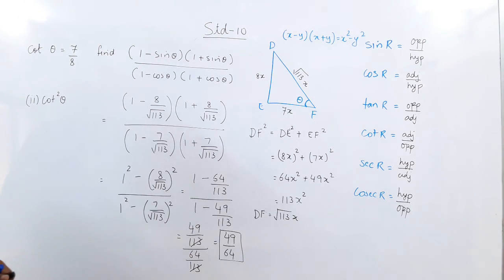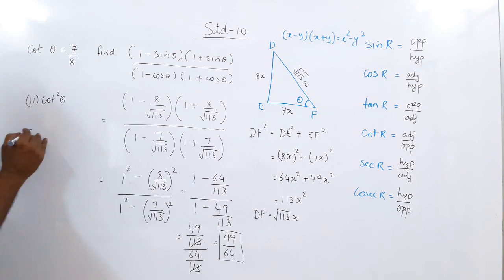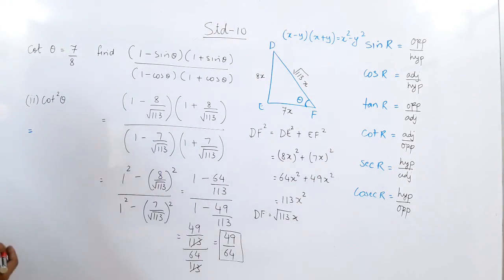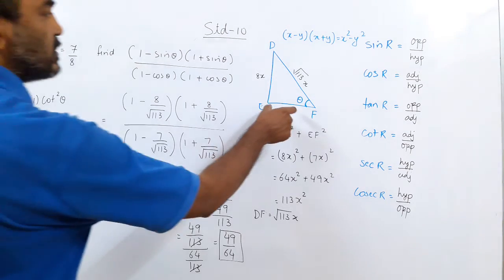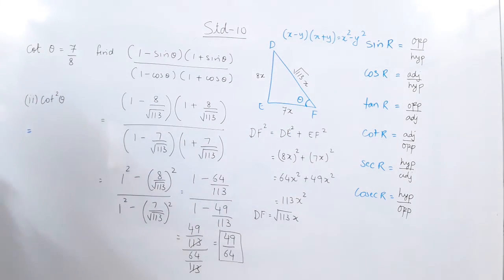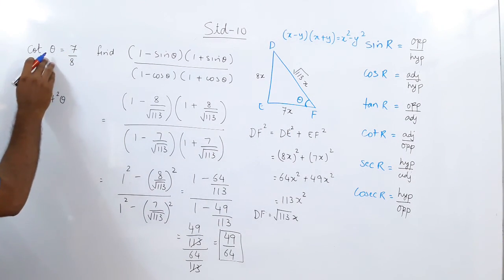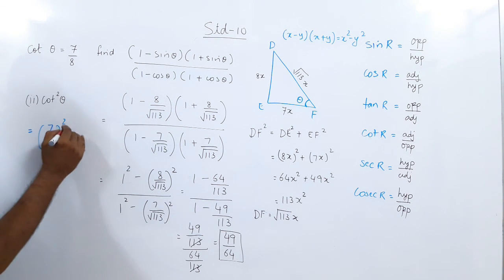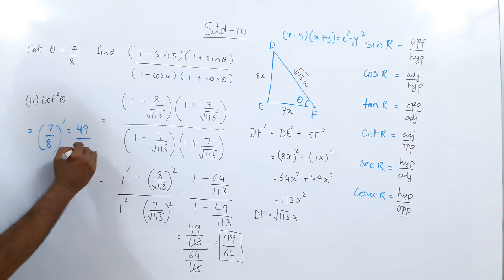By solving we got this. Now we find cot square theta. So what is cot square theta? What is cot theta? Cot theta is adjacent upon opposite. So which is the adjacent side? 7. And what is the opposite? 8. So cot theta is this. So what is cot square theta? Nothing but 7 by 8 the whole square, that is 49 upon 64.